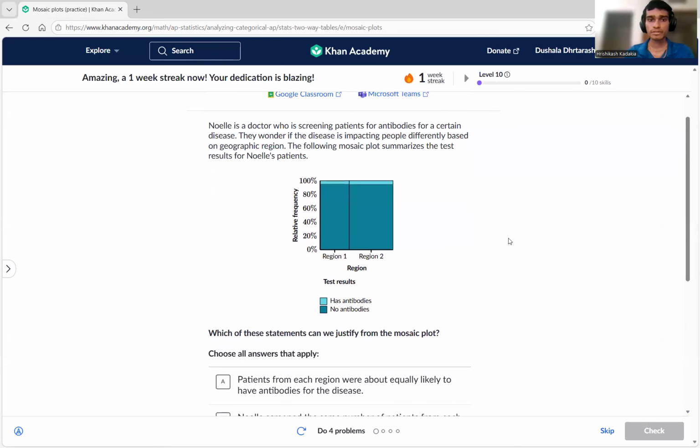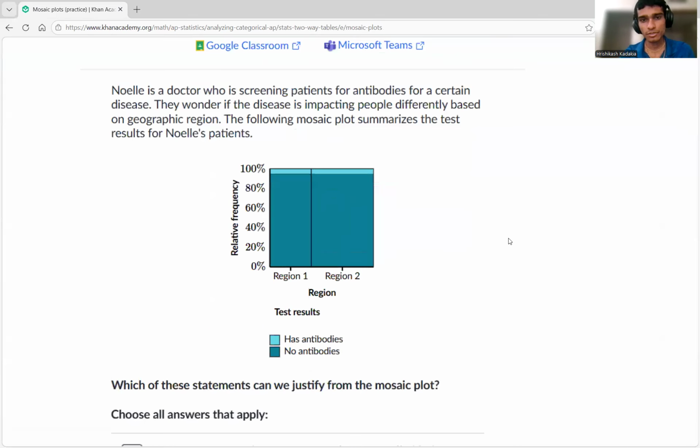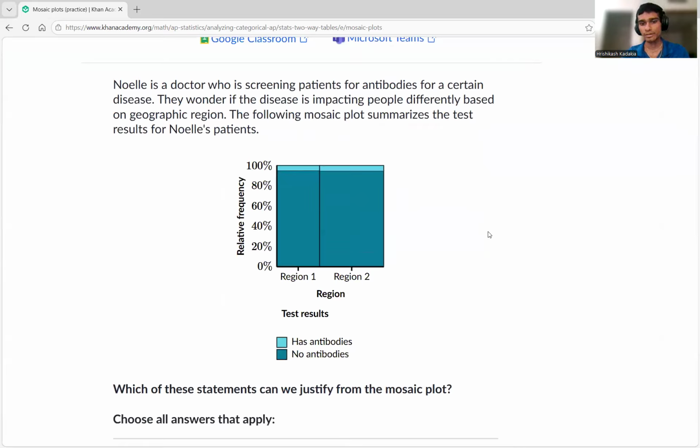So now, they're screening the patients for antibodies, not antidotes, sorry, antibodies. Whether or not they have antibodies, and they're analyzing this based on geographic region. Does that affect it? So one person is from geographic region one, another is from geographic region two. Here we can conclude that the majority of the participants are from region two. Why? Because this is bigger.